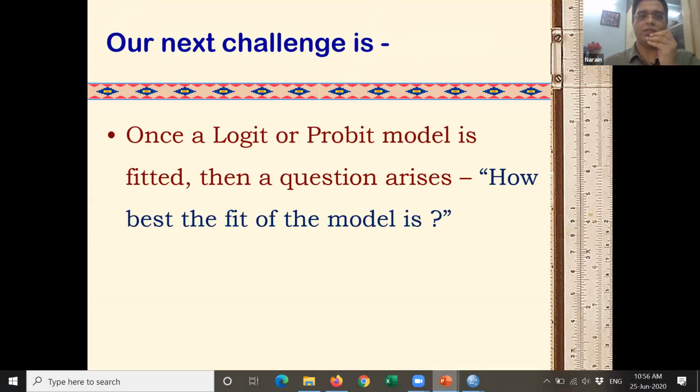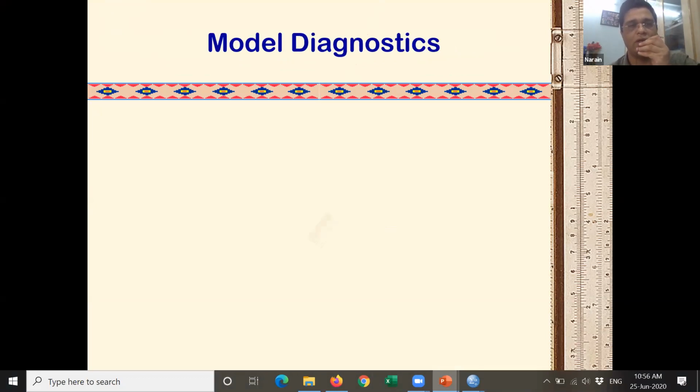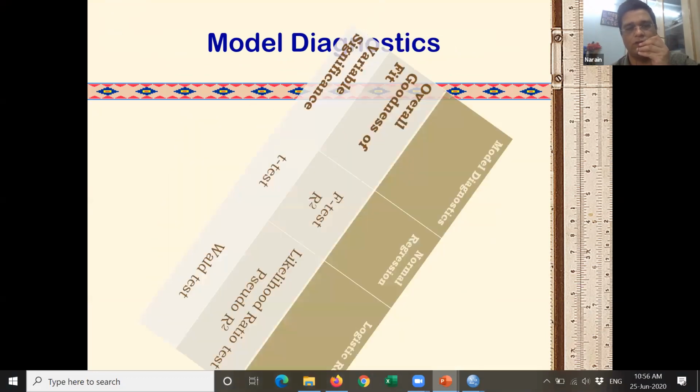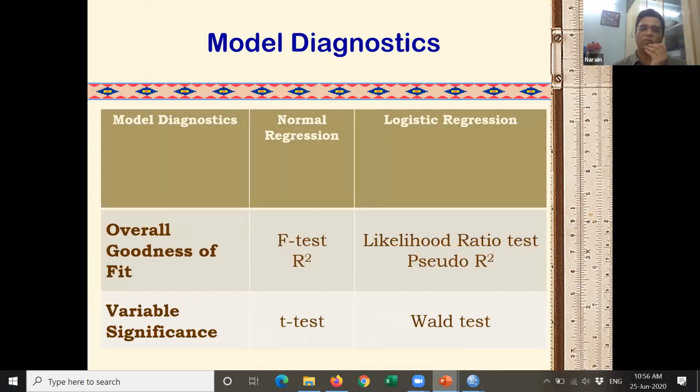Now the question is how to say which model is a better fit, which is the best fit model in our case, whether it's a Logit or a Probit version. In a normal regression model, for goodness of fit we have something called an F statistics and R square. This is what you see for the interpretation purpose. Similar to that in Logit Probit case as well.